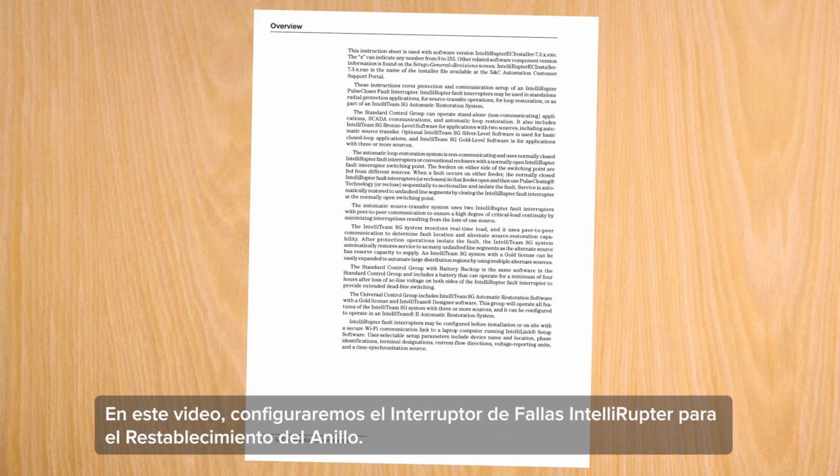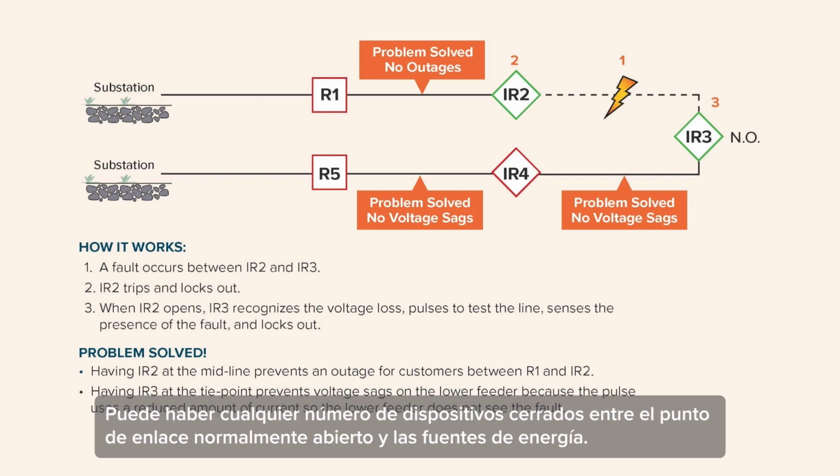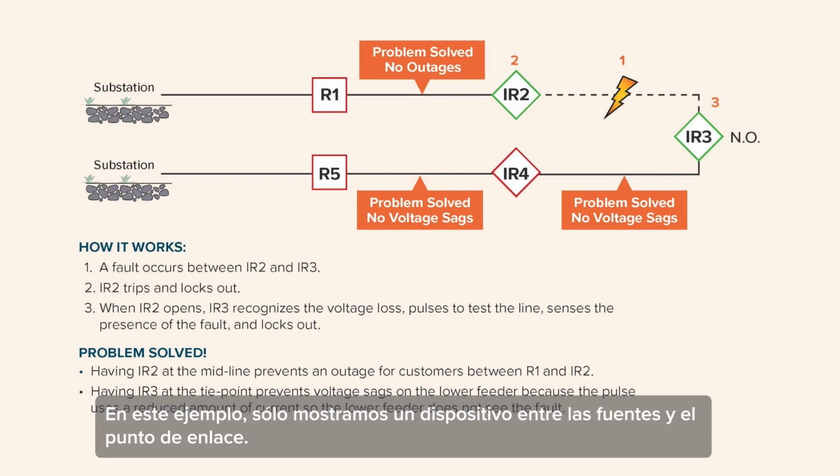In this video, we'll configure the Interrupter fault interrupter for loop restoration. Loop restoration consists of two sources tied together using a normally open tie-point device. There can be any number of closed devices between the normally opened tie point and the energy sources. In this example, we are only showing one device between the sources and the tie point.